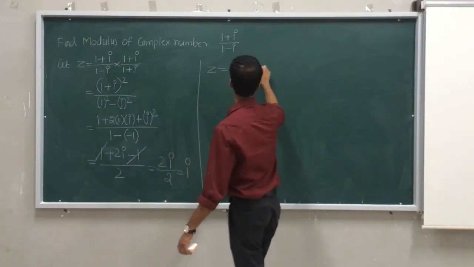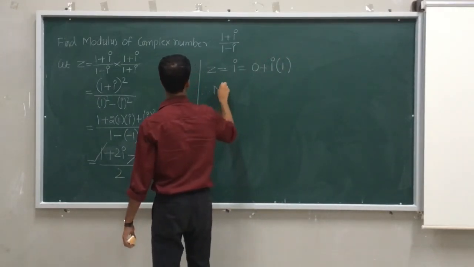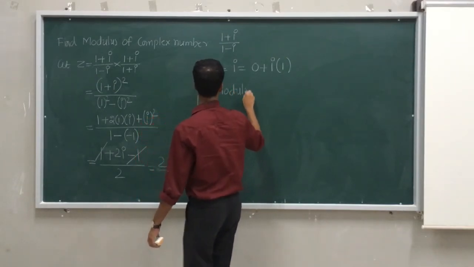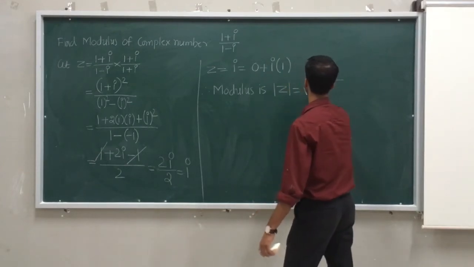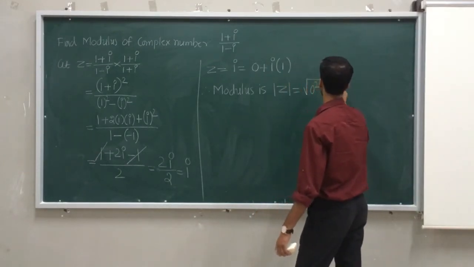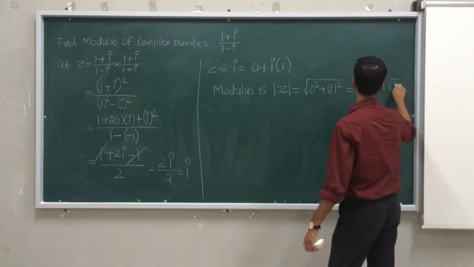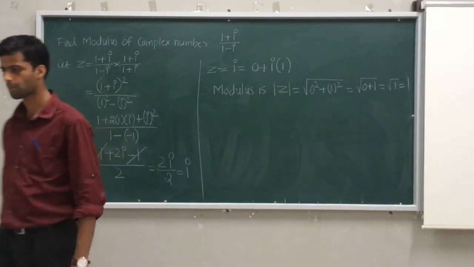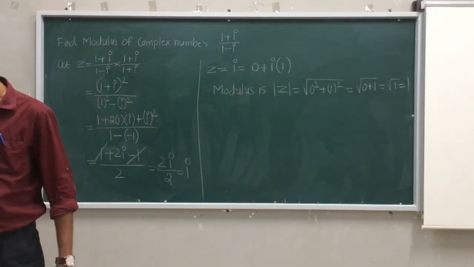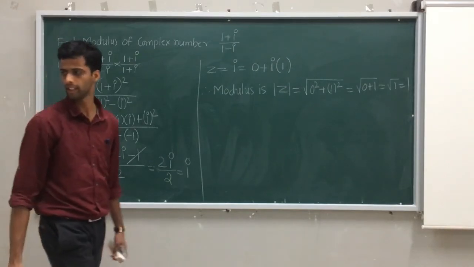Now the given z is nothing but i. You can write it as 0 plus i into 1. Therefore modulus is mod z, which is under root of 0 square plus 1 square, which is 0 plus 1, which is root 1. The answer is plus 1. Therefore the modulus of the given complex number in this particular question is plus 1.